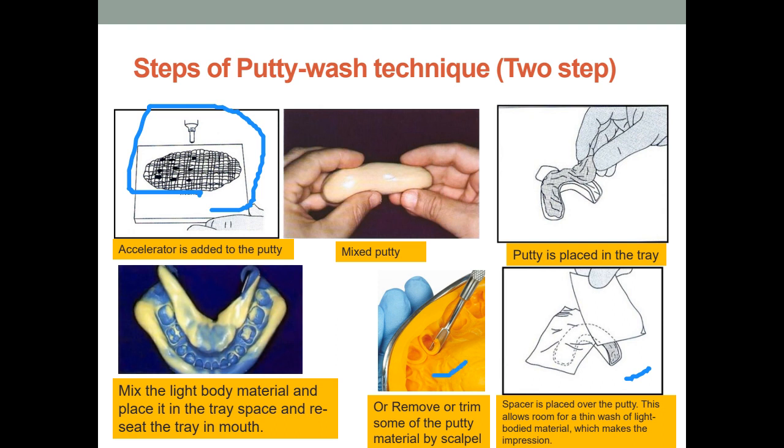Once the primary impression is set, which is made by the putty, then we have to load again with the light body, which should be around the teeth and some of the material on the tray, and make the final impression. So this is the final impression, which has two steps. Why is it called two step? Because first you are making the impression with the putty or the heavy body, and second you are relining it with the light body. That's why you are using two steps, first for the primary, second for the final. That's why it is called two step technique.